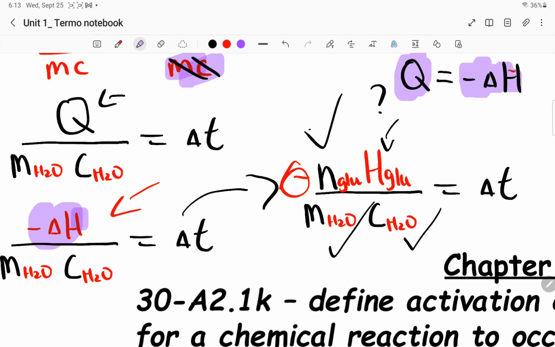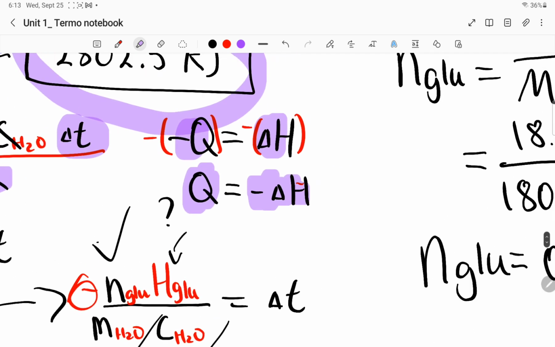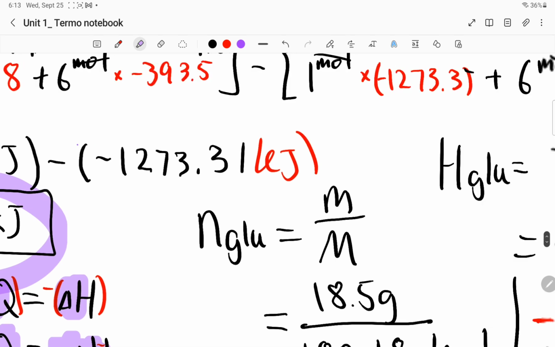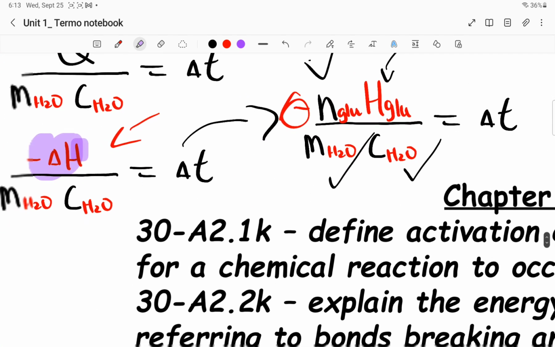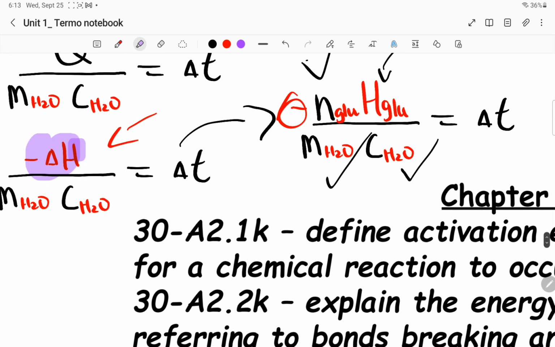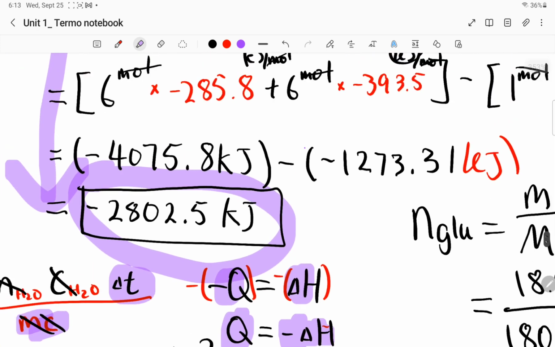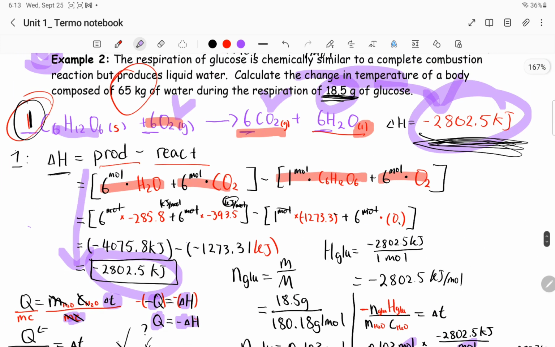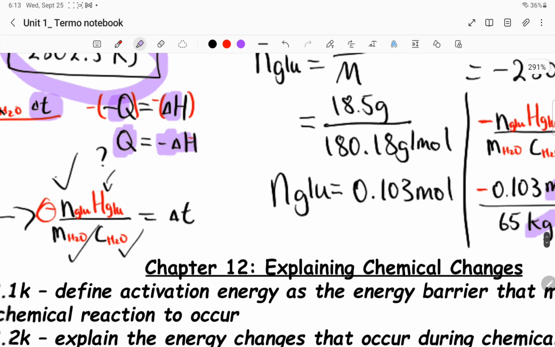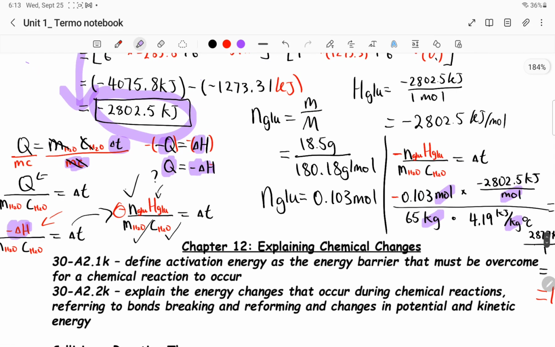Now delta H is the same thing as our N times H. So since delta H is the same thing as N times H, that's going to be our N times our H. And since we're worried about glucose, and we have the mass of glucose, we're going to say N times the molar enthalpy of glucose in the respiration reaction. So we don't have two numbers. We do not have the moles, and we do not have the molar enthalpy, right?